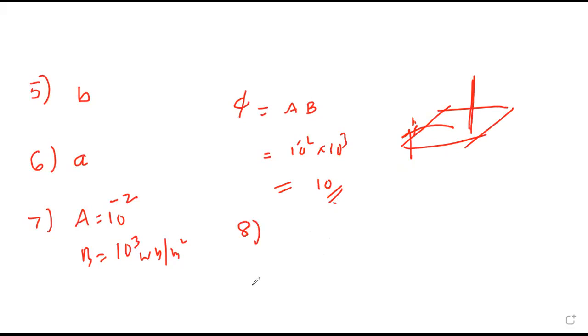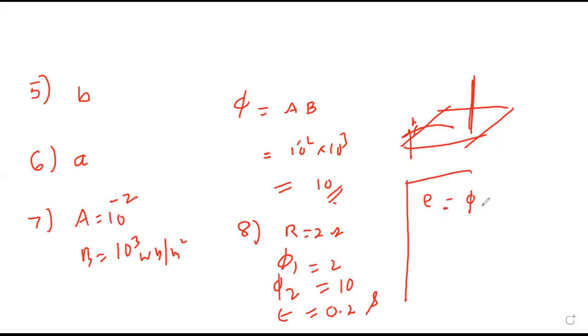Eighth one, in a circuit with resistance of 2 ohm, flux changes from 2 to 10 in time 0.2 second, then current that flows through the coil during this time will be how much? Current we want flowing through this circuit. EMF E is change in flux upon time. So I into R is change in flux upon time. 4, you got answer? Okay. So I into 2 is 8 upon 0.2.